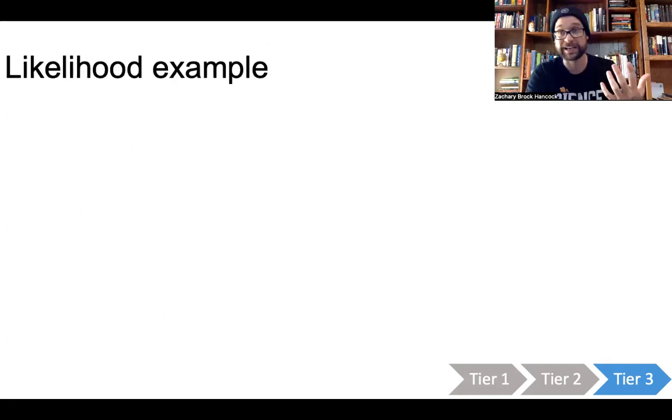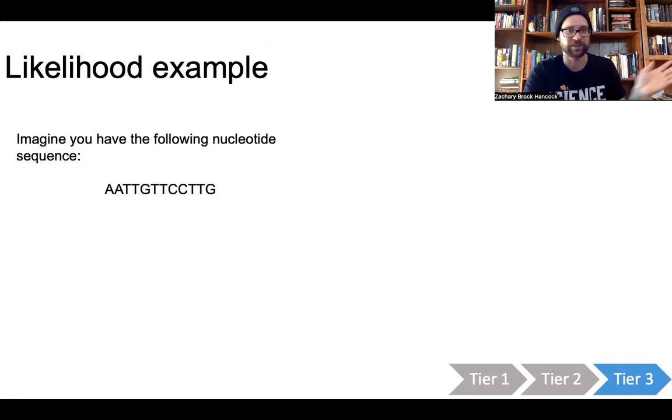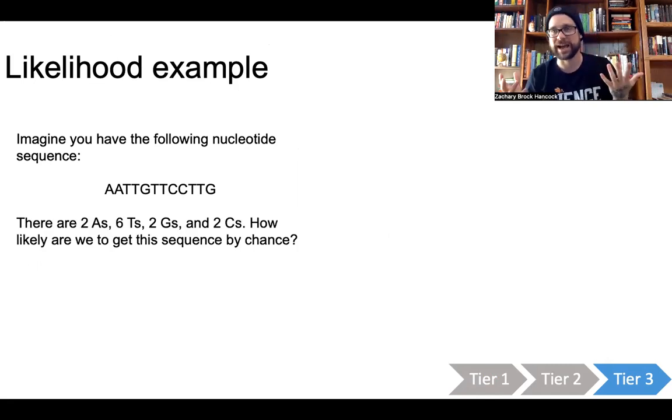Okay, so here's a likelihood example. Imagine you have the following nucleotide sequence. This is the sequence that you get. To calculate the likelihood of this sequence, what we might ask is, how likely are we to get this sequence given that it emerged completely by chance? Okay, so what would we need to do? First, we need to take the frequency of each one of the nucleotides in this data set. So we have 2 A's, 6 T's, 2 G's, and 2 C's.